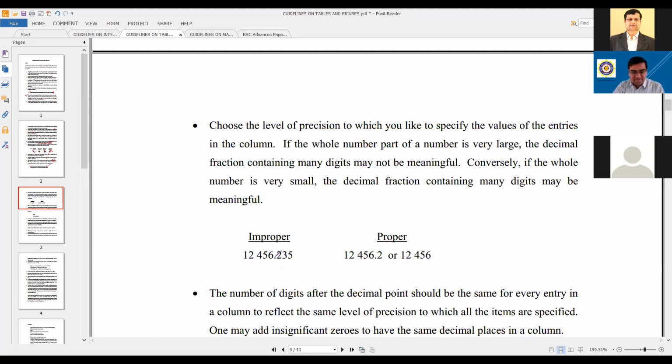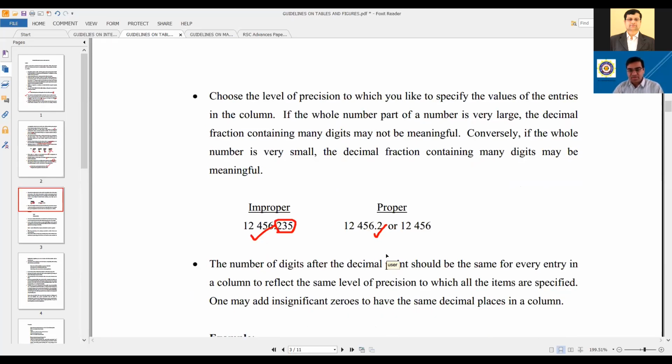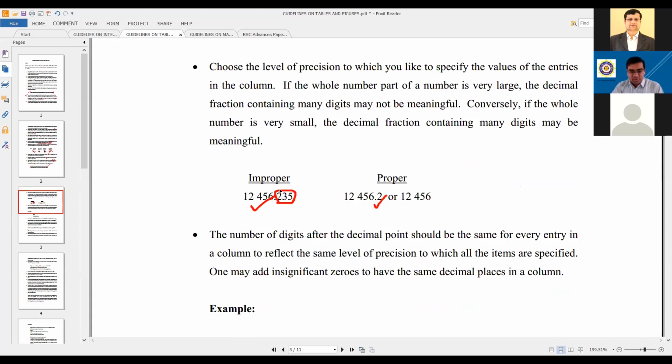So if you are representing 12,456, and after the decimal you are trying to give importance to all three digits, it's of no use, right? Just try to understand the importance of significant figures here. With respect to these decimals, the big number will have more impact. So either you can represent it like this or 12,456.